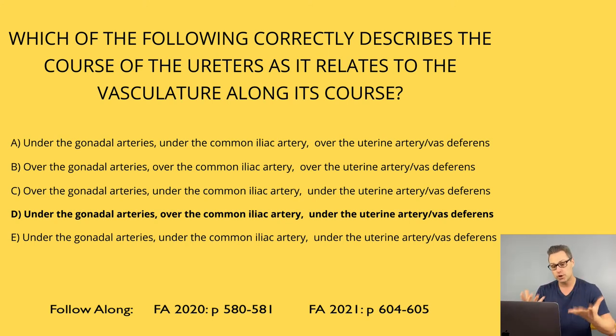Now, remember, the ureter arises from which structure? The renal pelvis. Now, from there, it travels under the gonadal arteries, then over the common iliac artery, then under the uterine artery or vas deferens retroperitoneally. Okay, that's important to keep in mind. So remember that it goes under the gonadals, then over the common iliac, then under the uterine artery or vas.